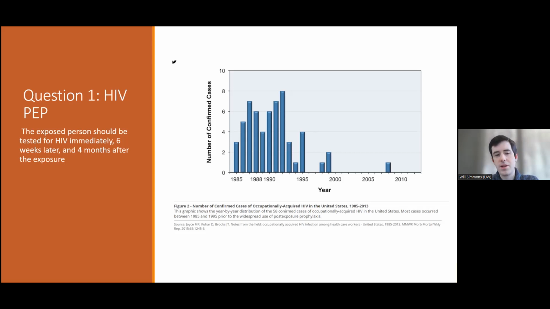And then, oh yeah, on the left here, kind of buried a little bit, is someone who's on PEP, they get tested when they start PEP to make sure they don't already have HIV, and then you test them at 6 weeks and 4 months. So the 6 weeks is 2 weeks after their PEP finishes, and then 4 months later to make sure you're not missing a delayed conversion. Or something like that. But I think that's probably a little less likely to be tested.